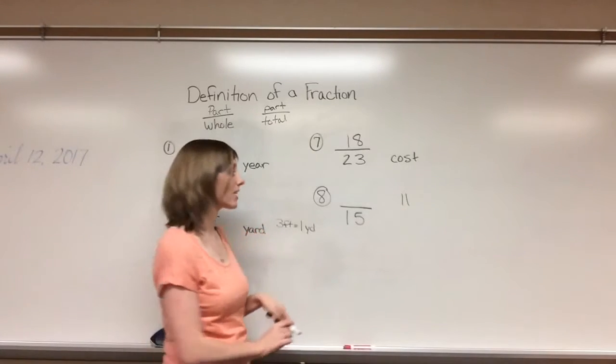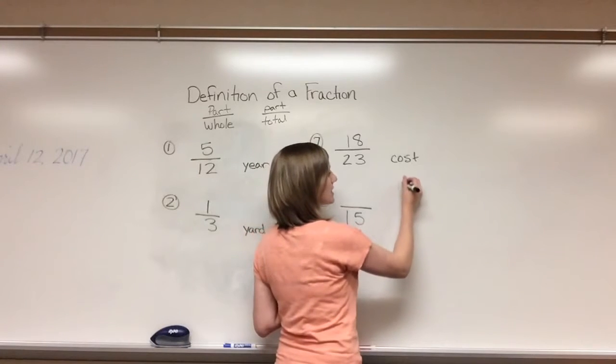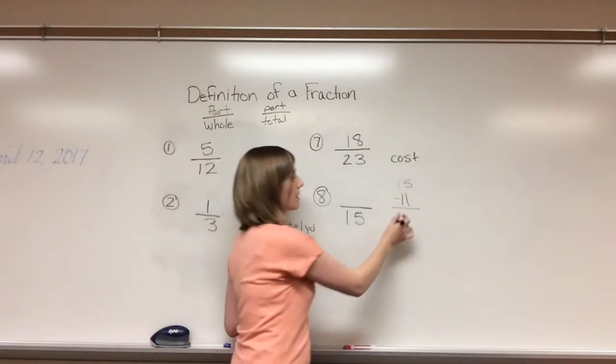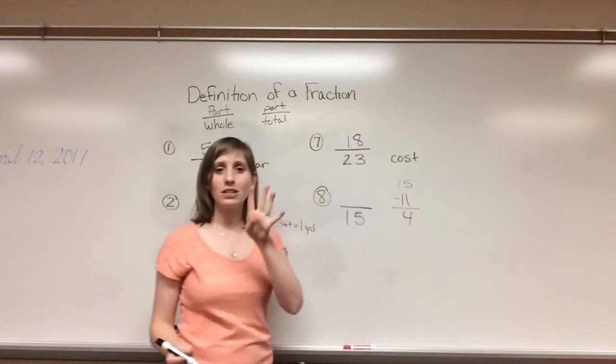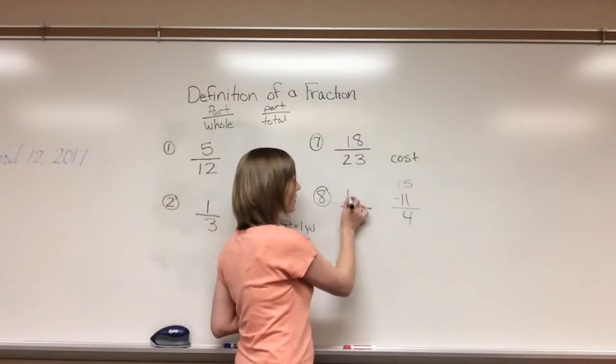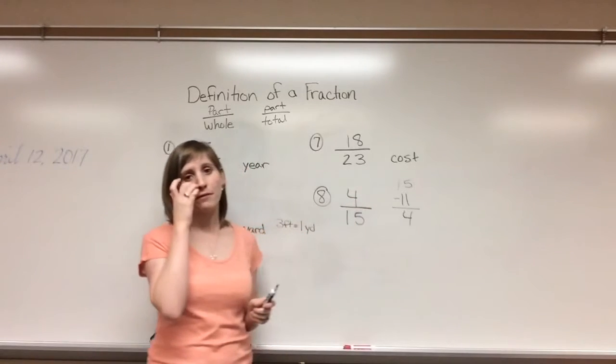So what we need to actually do in this case is take the total amount and subtract the 11. That means there are only 4 more pounds to go. She only needs to lose 4 more pounds. So my fraction is actually 4/15.